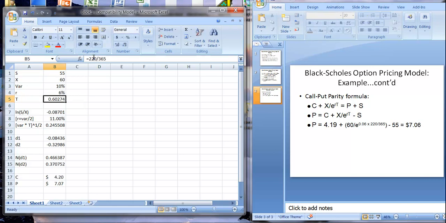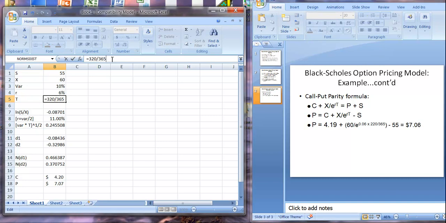And let's increase the number of days to, let's say, 320. You would expect the value for both the put and the call to go up, simply because there's more time for the stock to go up in value or down in value, so that should make both the put and the call more valuable, and it does. So looks pretty good. Our formula worked nicely.